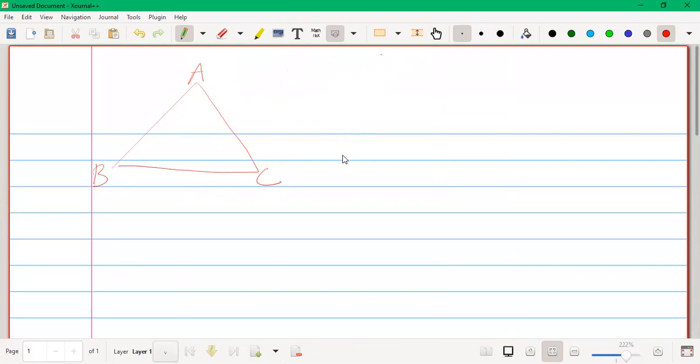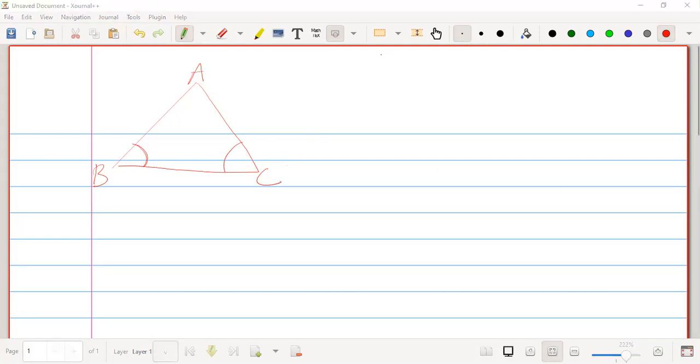Now, what is the relation between sides and angles of a triangle? So let's understand. What is the side opposite angle B? What is the side opposite angle B, Samhita? AC. The side opposite angle C? AB. AB, correct.